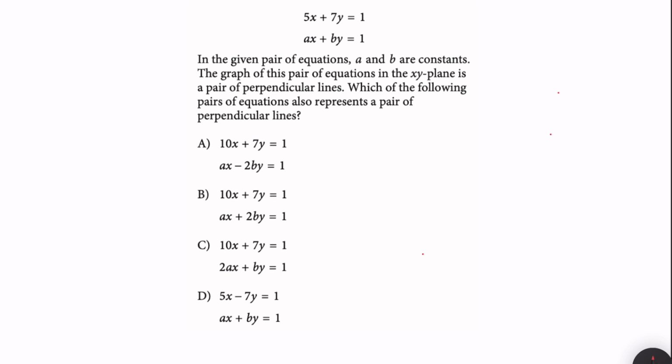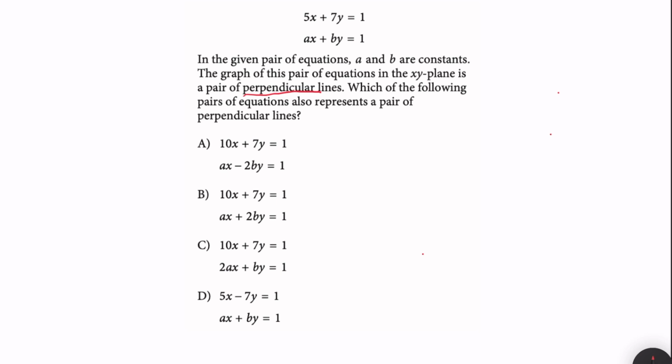So this is giving us 5x plus 7y is equal to 1, ax plus by is equal to 1. In the given pair of equations, a and b are constants. The graph of this pair of equations in the xy plane is a pair of perpendicular lines. So these lines are perpendicular. This is given. The word perpendicular is important. Which of the following pairs of equations also represents a pair of perpendicular lines?